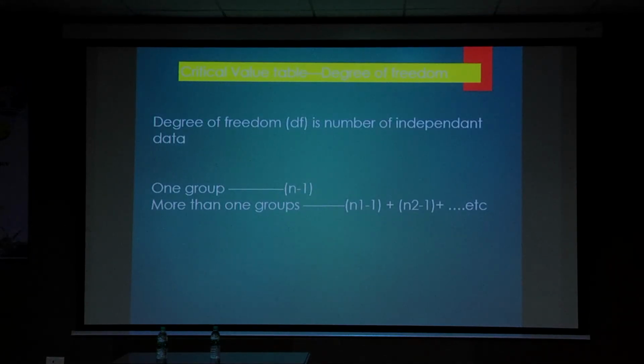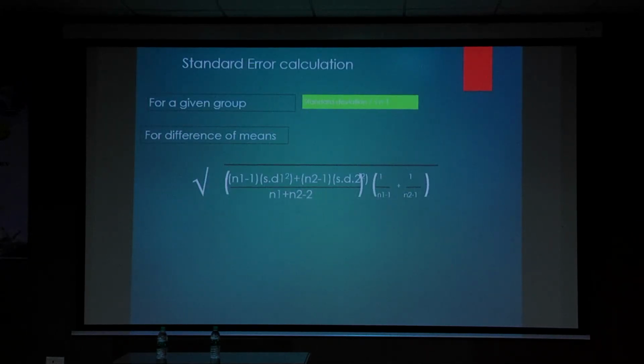So what is the degree of freedom? It is the number of independent data for a given group. It is always denoted as n minus 1. For more than one group, it is n1 minus 1 plus n2 minus 1 and so on. The standard error is given by the formula standard deviation divided by root of n minus 1 for one group. For difference of means, this is the standard error calculation formula.